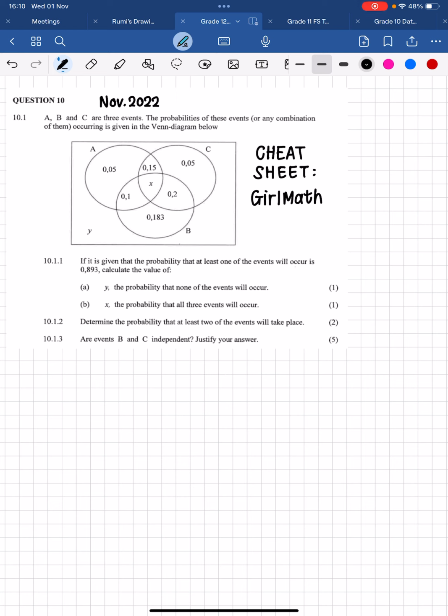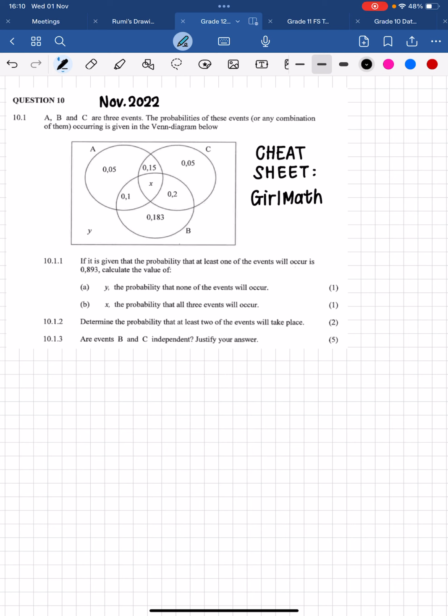All right, so 10.1, they're saying A, B, and C are three events. The probabilities of these events or any combination of them occurring is given in the Venn diagram below. So they've given us all these probabilities. They haven't given us the probability of all three events happening, and then they also haven't given us the probability of none of these events happening, right?